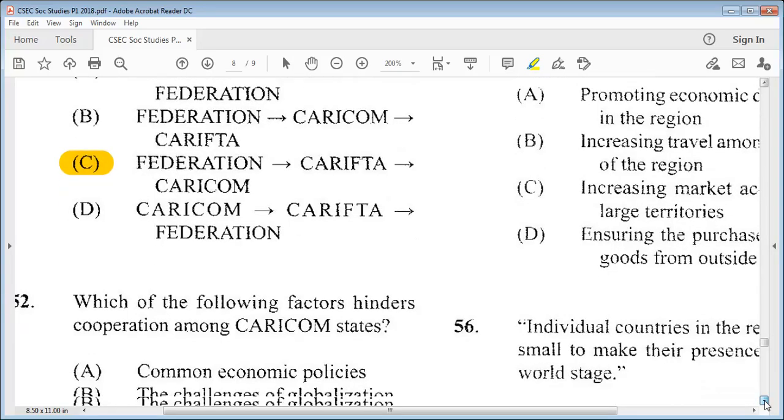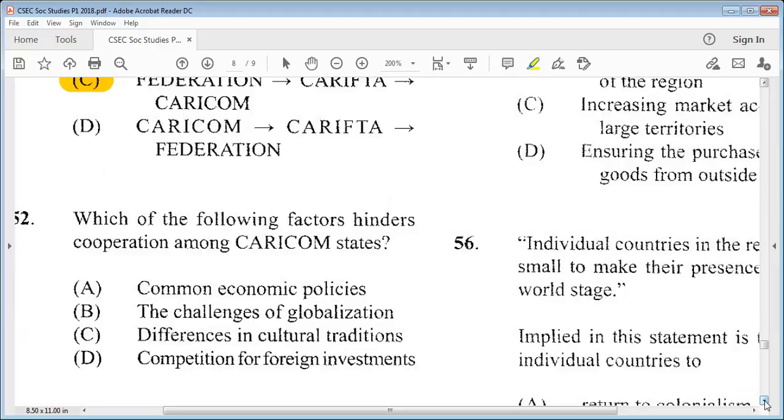Here it says, which of the following factors hinders cooperation among CARICOM states? A, common economic policies. B, the challenges of globalization. C, differences in cultural traditions. Or D, competition for foreign investments.